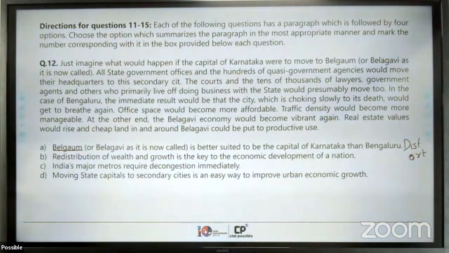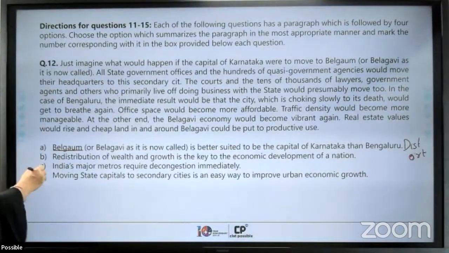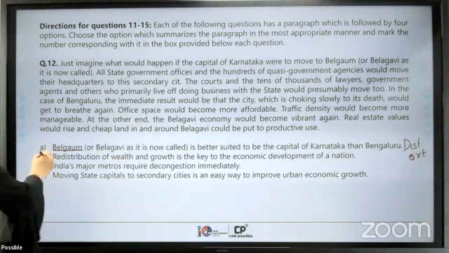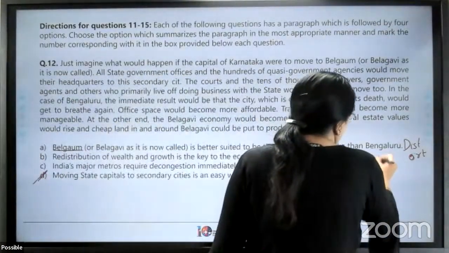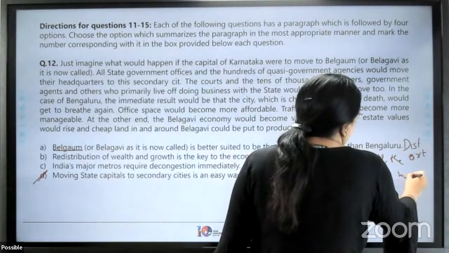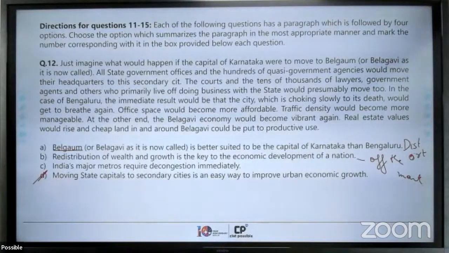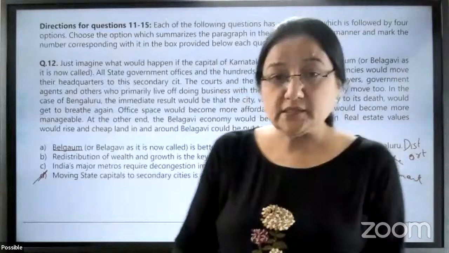Then look at B, Bombay, redistribution of wealth. That is not there. Redistribution of wealth only on urban growth. That is grown. The paragraph talks about that. So the answer to this is two. Two is beyond the paragraph, only off the mark. And Indian major metros require decongestion immediately. That's absolutely not there. How many of you this time have got these questions right?